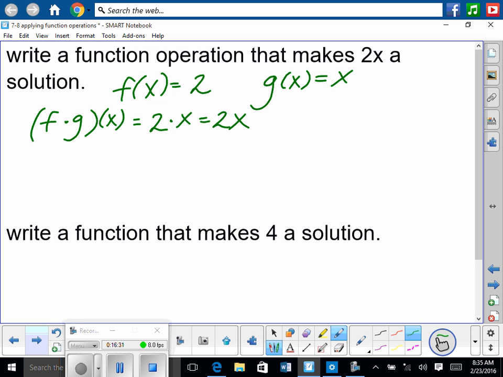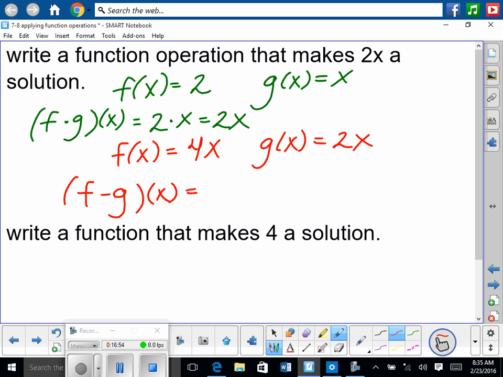Now, there's others I could have done. Let's come up with another function operation that makes 2x a solution. What if I said f of x is equal to 4x, and g of x is equal to 2x? I'm giving myself some things, because I'm thinking, oh yeah, I could see how I can make it 2x. Couldn't I go f minus g of x? Wouldn't that be a solution, 2x? Yeah? 4x minus 2x is equal to 2x. So I got the solution, so your answer should be different. So think about those, guys. Come up with your own. Be creative. The more advanced, the better.